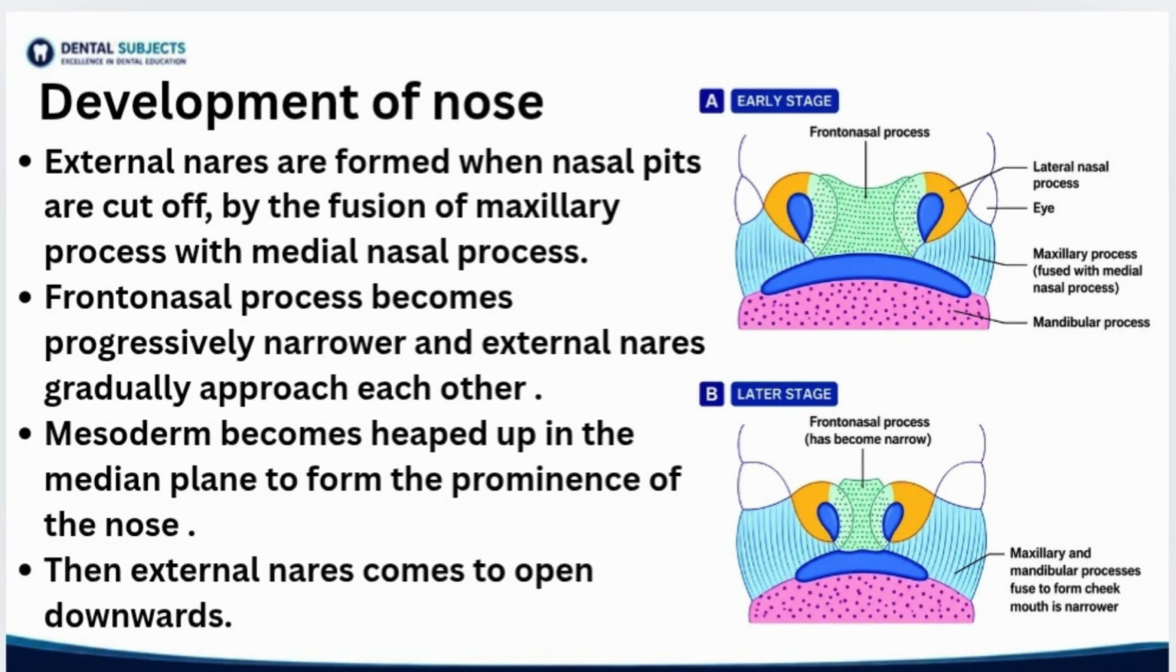When the frontonasal process, see the diagram, the greenish area, progressively constricts, it brings the external nares towards each other. Okay, then the mesoderm becomes heaped up in the median plane to form the prominence of the nose. Then the external nares come to open downwards. First they are apart from each other, due to the constriction of the frontonasal process and the mesoderm development. It forms the nose.